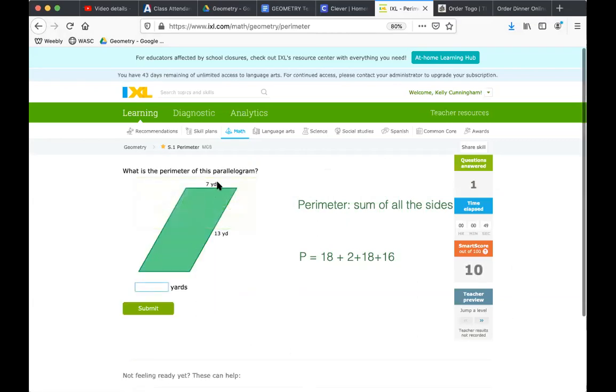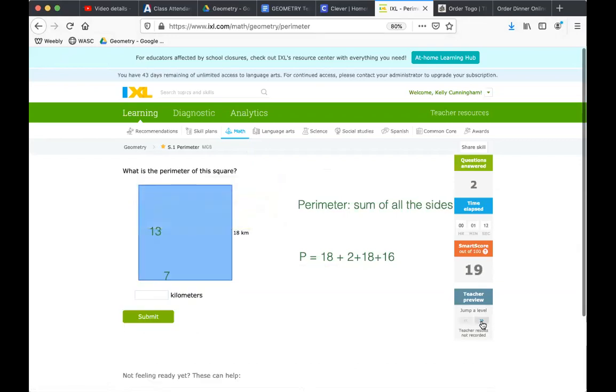Okay, now here we've got a parallelogram. What we know about parallelograms, guys, is opposite sides are congruent. So then this would be 13 on this side, and then we would have 7 down below. Again, you would just add up all the sides. So this would make 20 and then another 20, so my perimeter here would be 40.